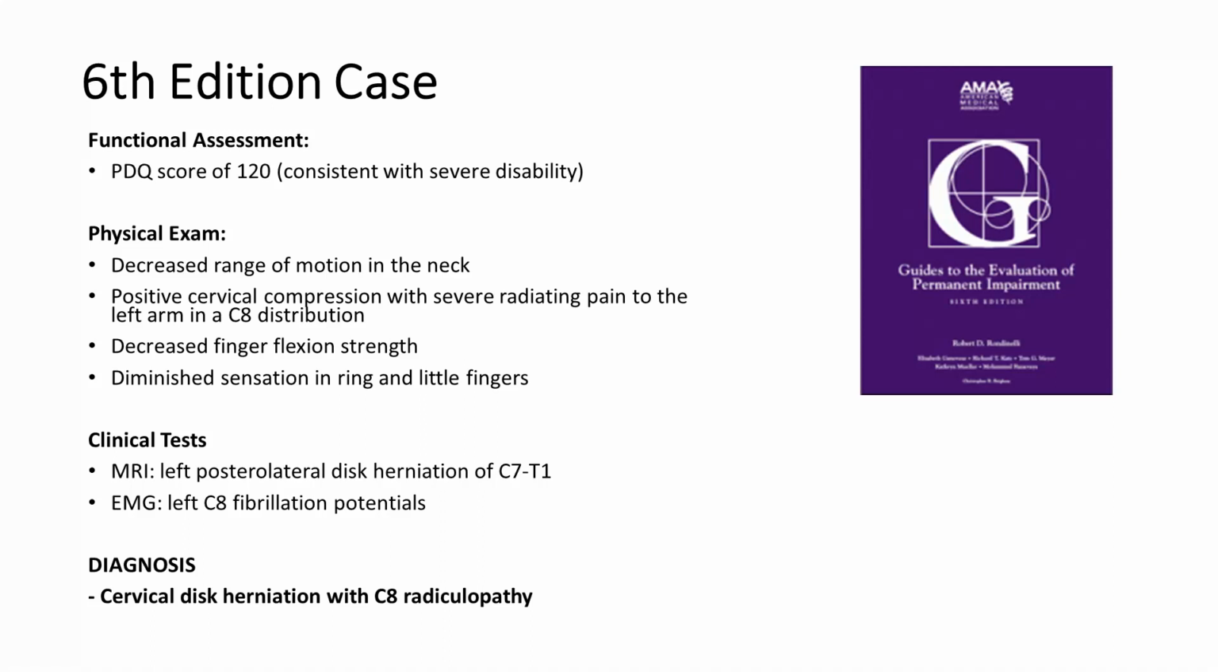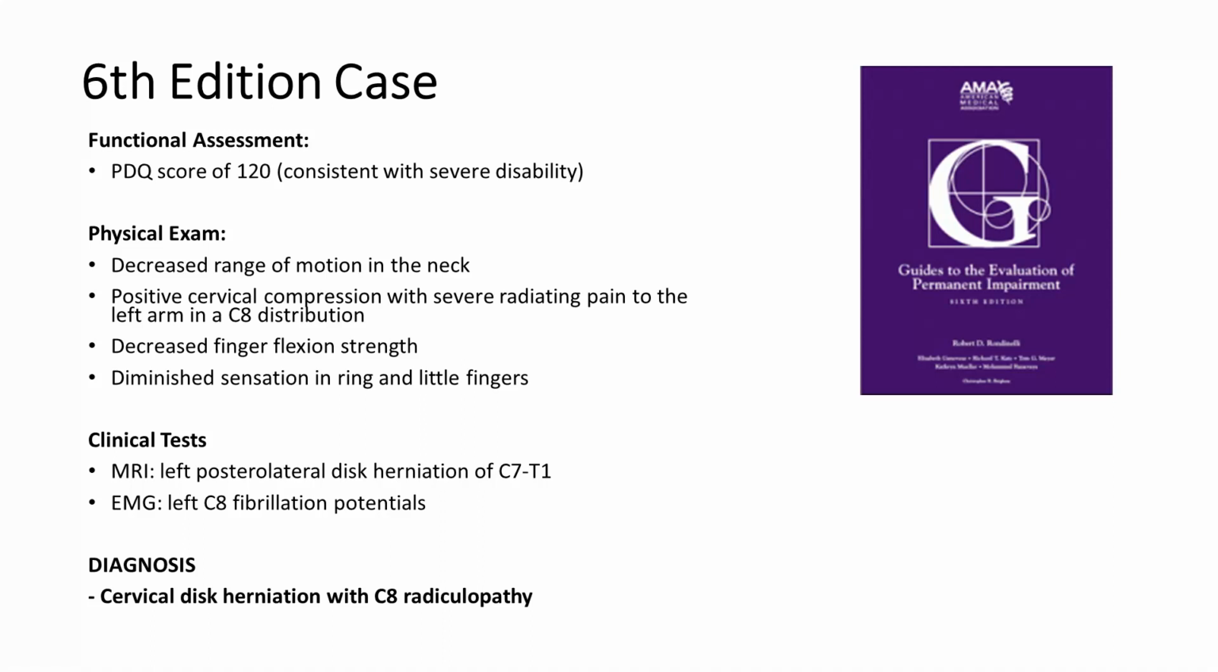The physical exam revealed decreased range of motion in the neck, a positive cervical compression with severe radiating pain to the left arm in a C8 distribution, decreased finger flexion strength, and diminished sensation in the ring and little fingers. An MRI revealed a left posterolateral disc herniation of C7 through T1, and an EMG showed left C8 fibrillation potentials. The patient was given a diagnosis of cervical disc herniation with C8 radiculopathy.